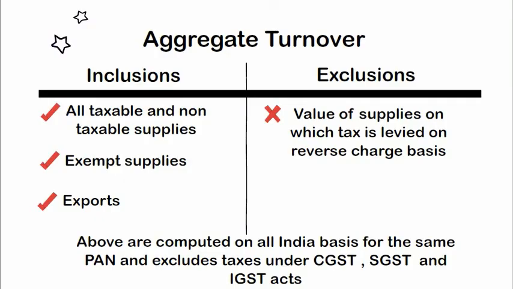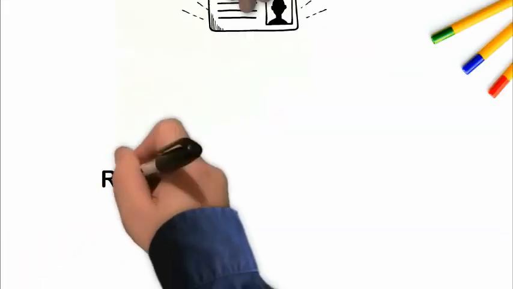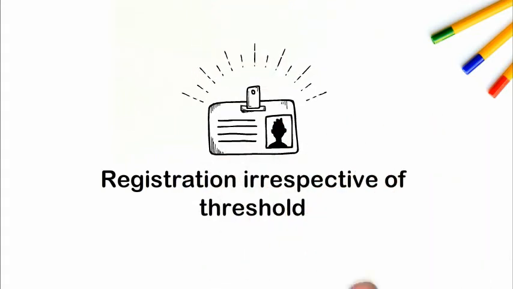So what exactly constitutes aggregate turnover? It refers to the total value of supplies made in the course or furtherance of your business. Refer to the table to find out what kind of supplies to include and exclude while calculating the aggregate turnover. There are also certain categories of persons liable to get registered irrespective of the threshold.